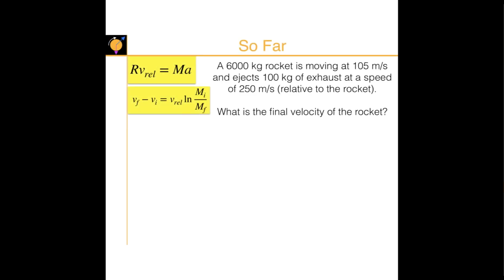Another example. We have a 600 kilogram rocket that's moving at 105 meters per second, and it ejects 100 kilograms of exhaust at a speed of 250 meters per second. What is the final velocity of the rocket? So this thing here is 600 kilograms, so this is initial, and it is moving at an initial speed of 105 meters per second.